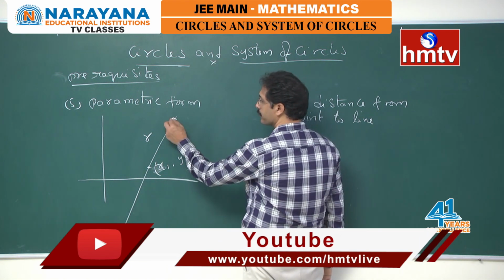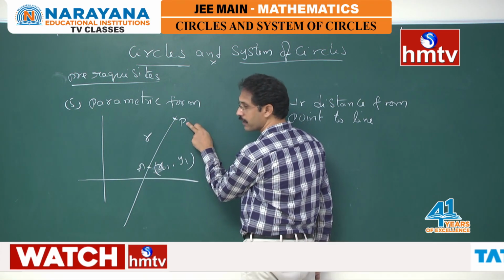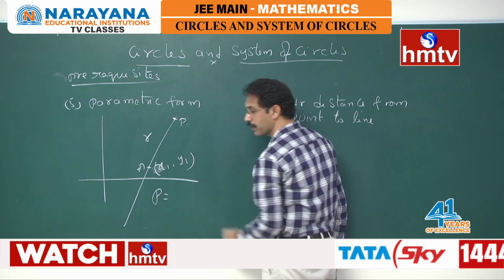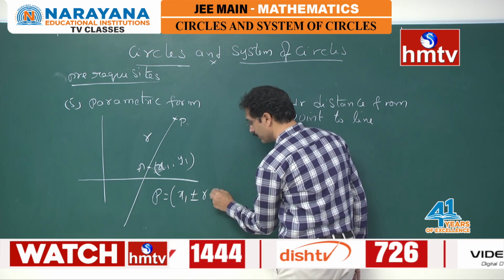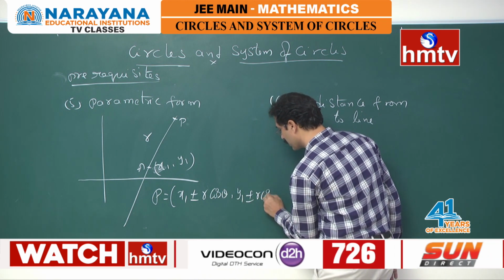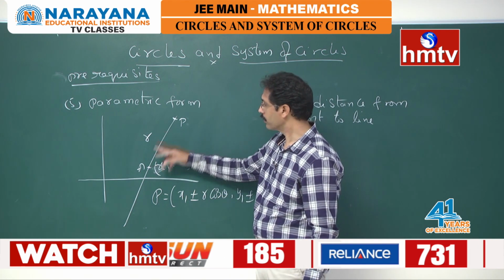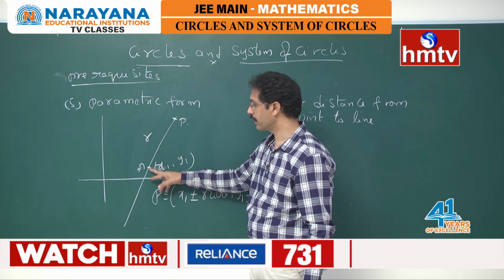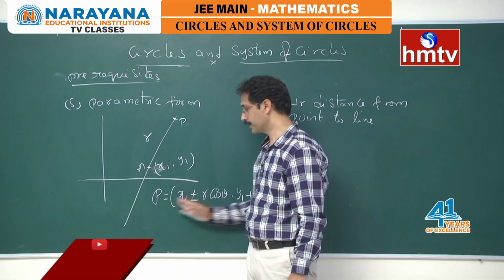That means suppose this point is some P and this is some A, then the coordinates of P can be written as x1 plus r cos theta, y1 plus r sin theta. This is our parametric form of the straight line. We use this only to find the coordinates of the points which are at a given distance from a given point on a line.